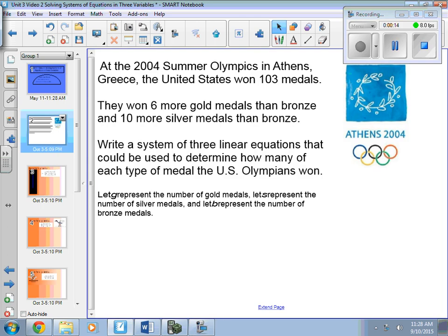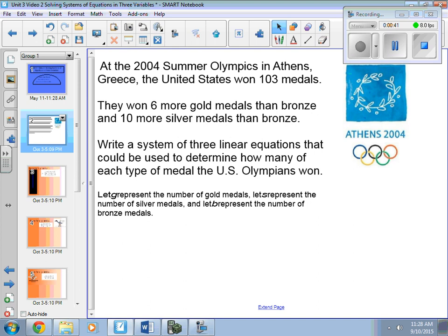This first problem is a word problem, and it says, at the 2004 Summer Olympics in Athens, Greece, the United States won 103 medals. They won 6 more gold medals than bronze and 10 more silver medals than bronze. Write a system of 3 linear equations that could be used to determine how many of each type of medal the U.S. Olympians won. And then it says let G be gold, S be for silver, and B for bronze.